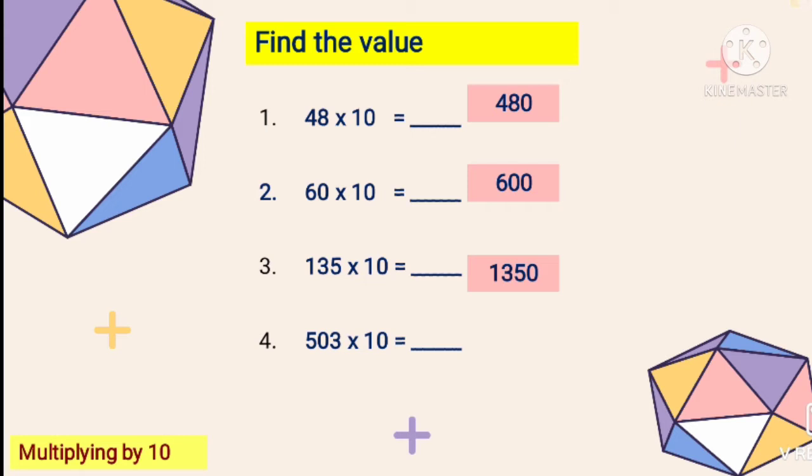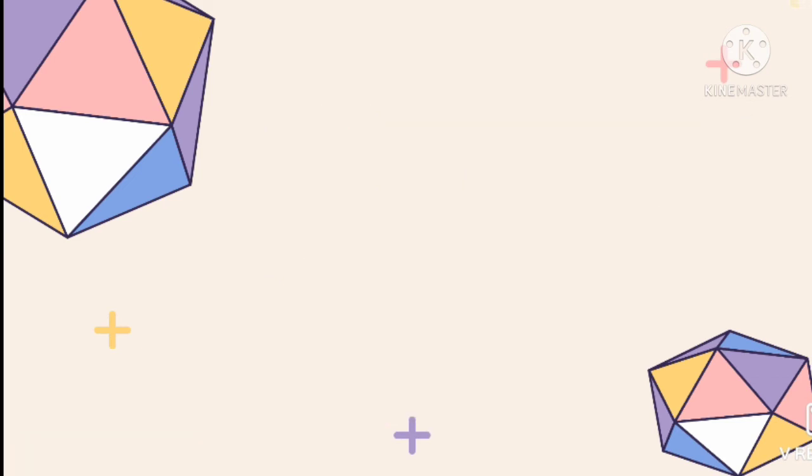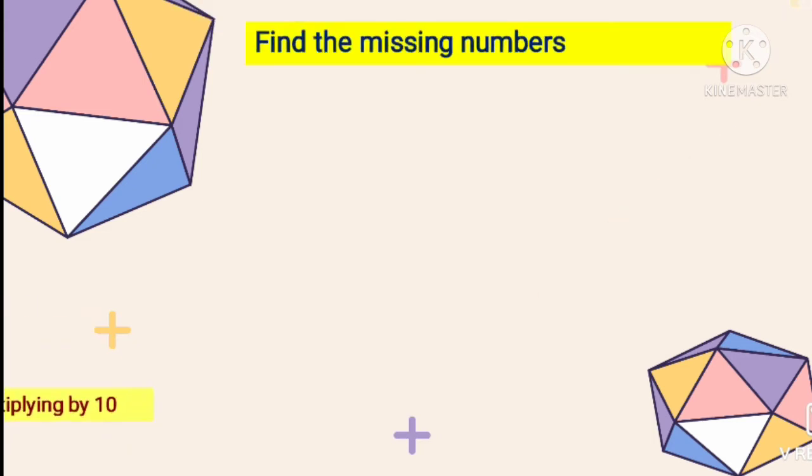503 times 10. It means you write down 503, you add with 1 zero. Become 5030. And then 229 times 10. It means you write 229, you add with 1 zero. Becoming 2290. Easy, right? Let's take a look.